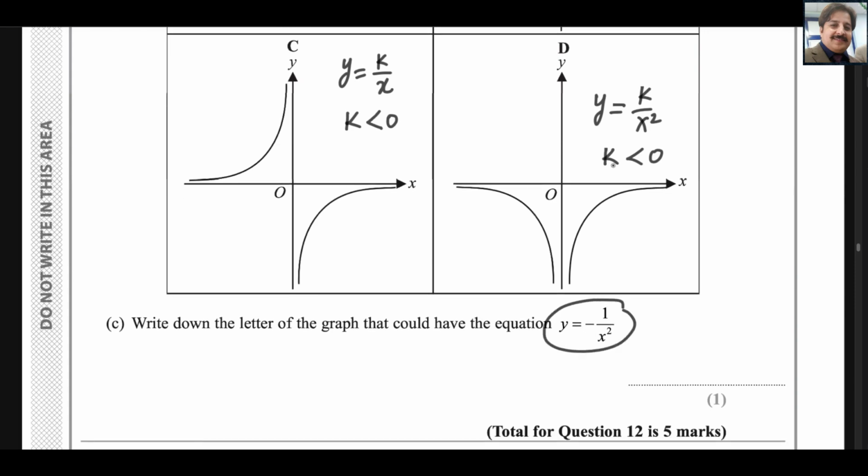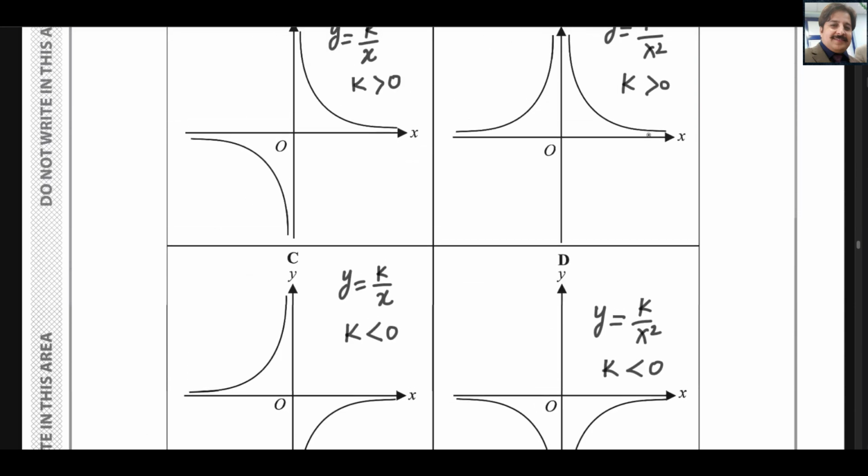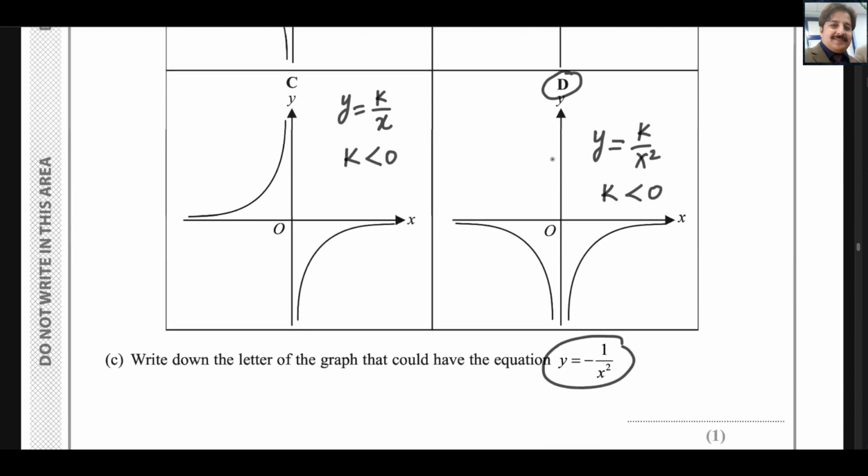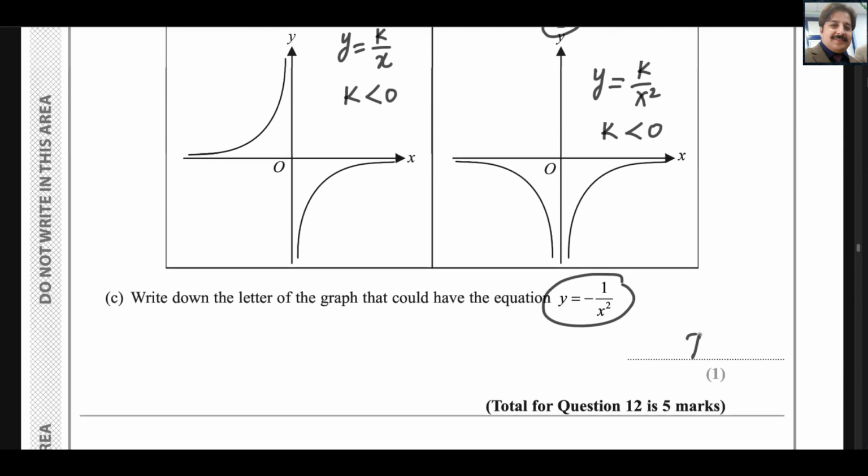If you notice that k is less than 0 here, and we cannot take A and C because the denominator is only x, not x squared, so squares are these two graphs, so we will choose these two. And because here we have negative, we have to choose D. So D is the answer. Hopefully you understand this.